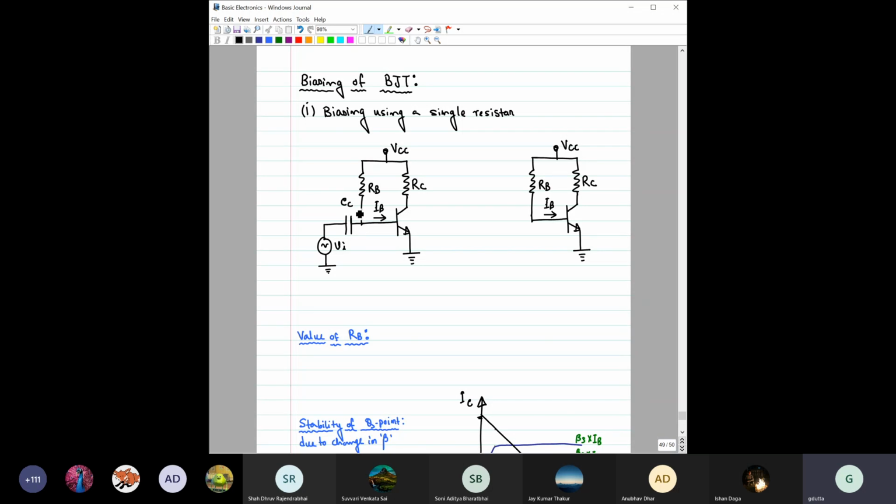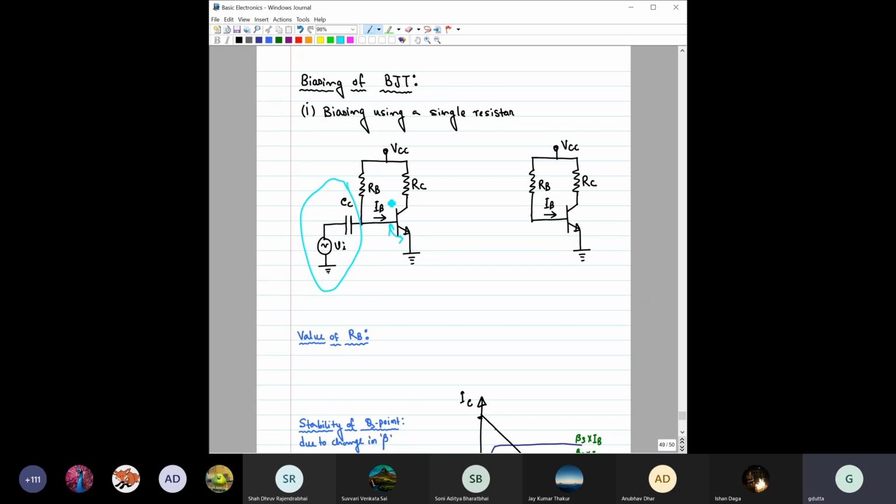For the time being, forget about this part. Just consider this other part, the right hand side. Here you can see this is RB connected with the base directly. What we are doing here is we have to forward bias this junction, and we do it by connecting this VCC, a positive voltage, through a resistance with this.